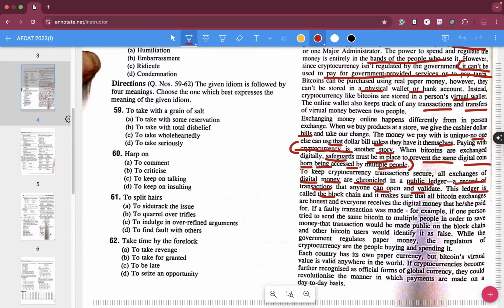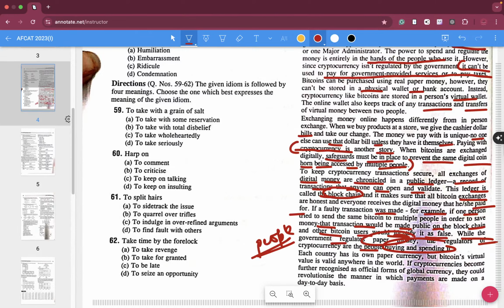This ledger is called blockchain, and it makes sure that all Bitcoin exchanges are honest and everyone receives the digital money that he or she paid for. If a faulty transaction was made, for example, if one person tried to send the same Bitcoin to multiple people in order to save money, that transaction would be made public on the blockchain and other Bitcoin users would identify it as false. While the government regulates paper money, the regulators of cryptocurrencies are people buying and spending it. So people are in control over here.